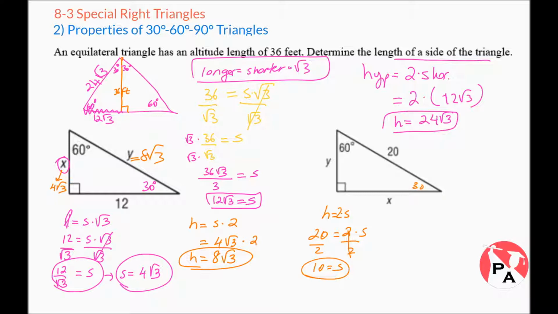So this angle is 30 degrees. The shorter leg must be this one right here. So y equals 10. Remember, the longer leg equals shorter times radical 3. The shorter leg, we just figured it out. It was 10, times it by radical 3. There's nothing to simplify in this, so the longer leg is equal to 10 radical 3.